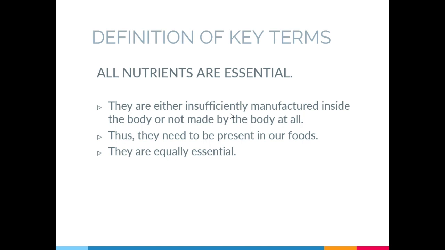But we don't have the genes for that. We don't have glucose oxidase. That's the enzyme needed for the conversion of glucose to vitamin C. Okay? So, therefore, we need to eat fruits and vegetables that are rich in vitamin C.